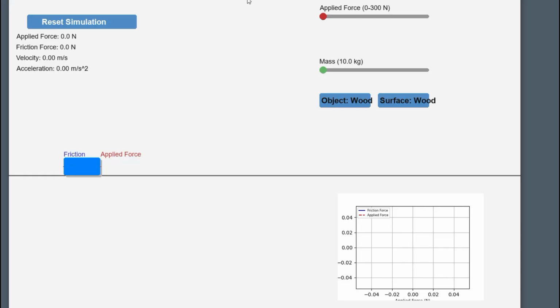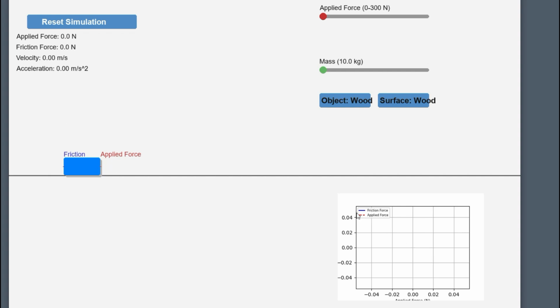Let me show. This simulation I'll be using in the first half of the discussion, in this section. So we have an object on the surface. Frictional force you can see, applied force you can see. Frictional force is 0 because applied force is 0. Herein I can apply the force, I can change the mass, I can change the type of object and the surface. Now let's go with this only, and there is other information for you to have a look at.